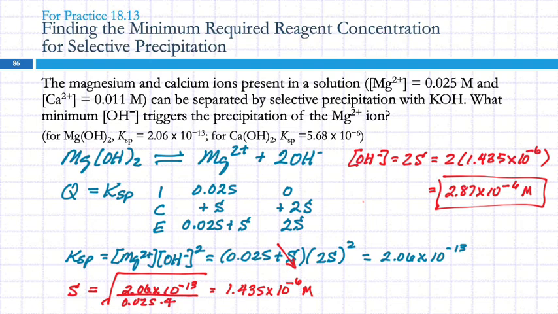It's 0.0057%. When we're looking at these, it will almost always be true that S is small. Any other questions?